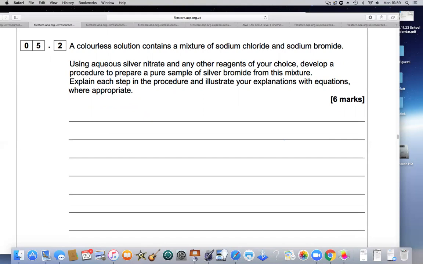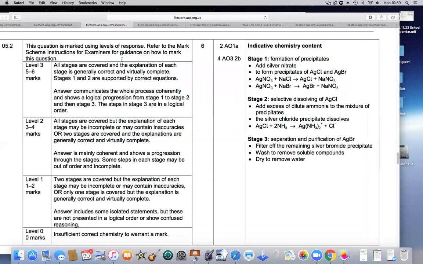So, your solution's got sodium chloride, sodium bromide. You're being asked to prepare a pure sample of silver bromide. It's worth 6 marks. How would you go about it? Well, let's have a look at what the mark scheme says. These questions that are worth 6 marks are often divided into different levels, 1, 2, and 3, and you have to get through the first level to get to the second level and get through the second level to get through the third level. So how would you do it? Well, they told you that we've got silver nitrate. So if you add silver nitrate, you'll form precipitates.